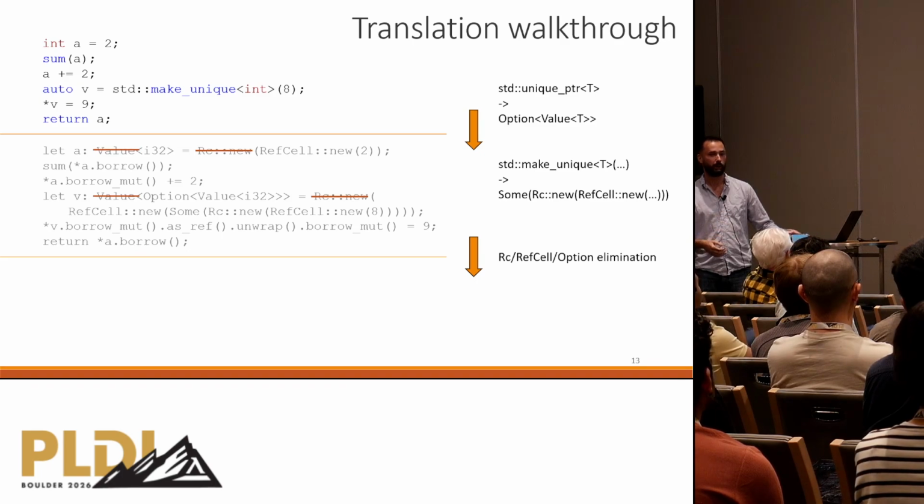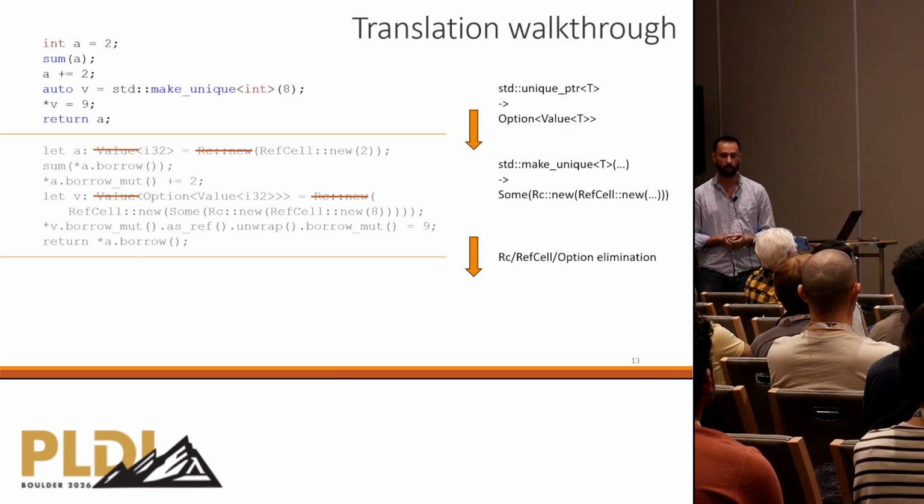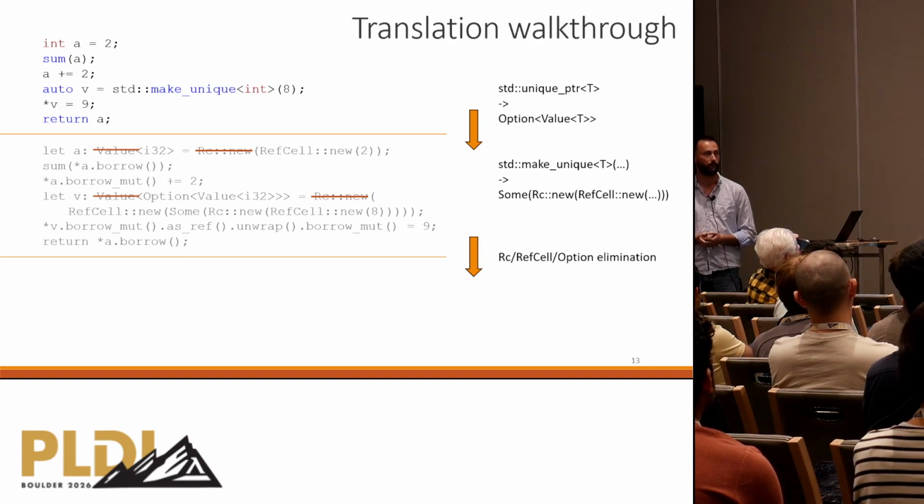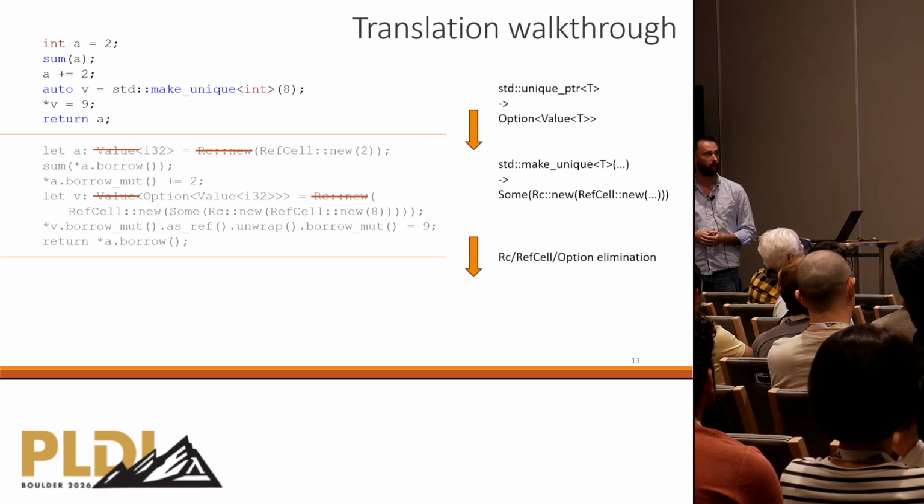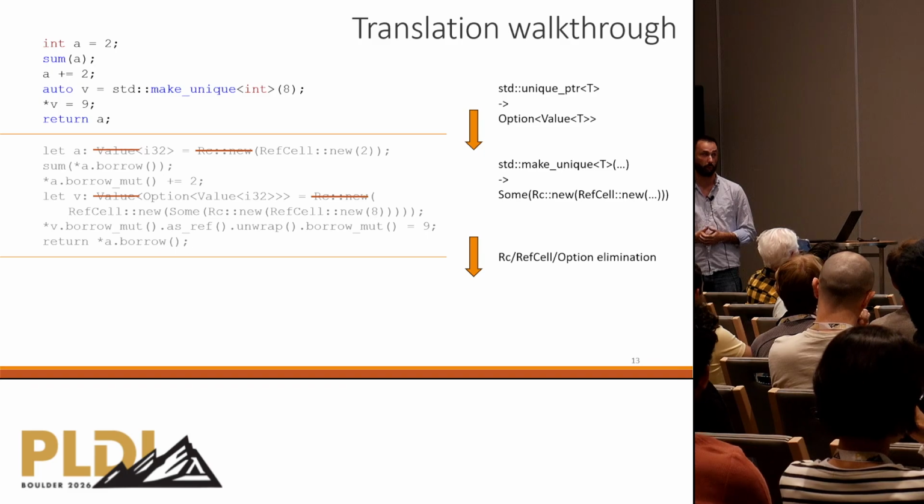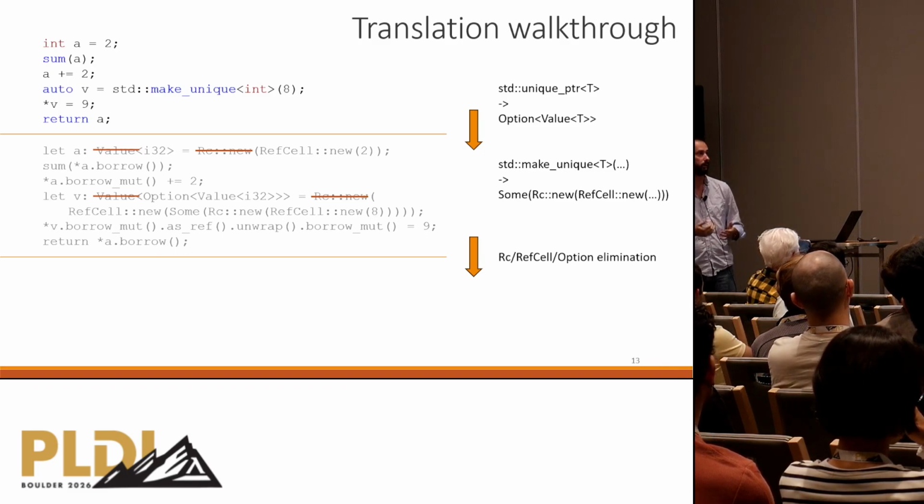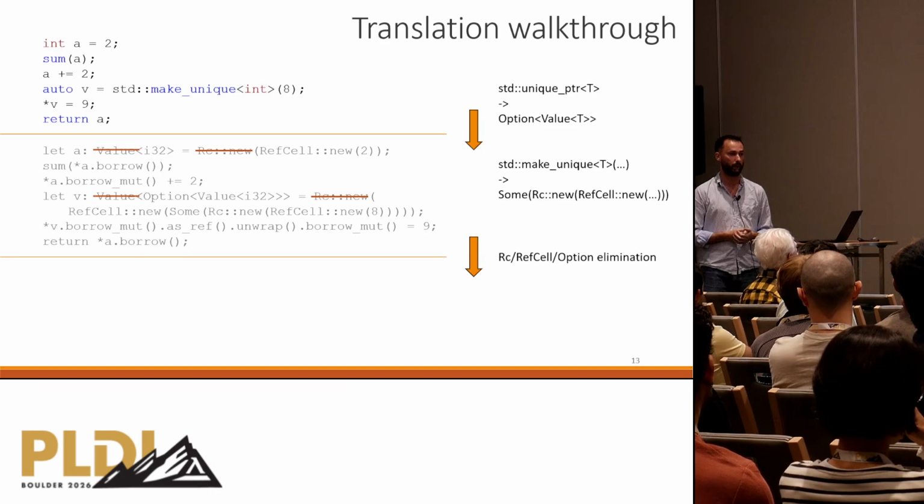Let's try to eliminate the Rcs. The most important precondition for doing this is to make sure that nobody takes the address of the variable A. Remember that in our pointer model, we use a weak reference to an already existing Rc. So if we drop the Rc, we break the pointer model, which we don't want. But fortunately, in this case, nobody takes the address of A, so it's perfectly fine to eliminate the Rc.